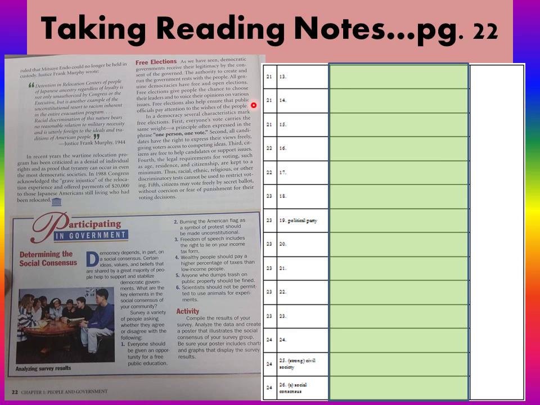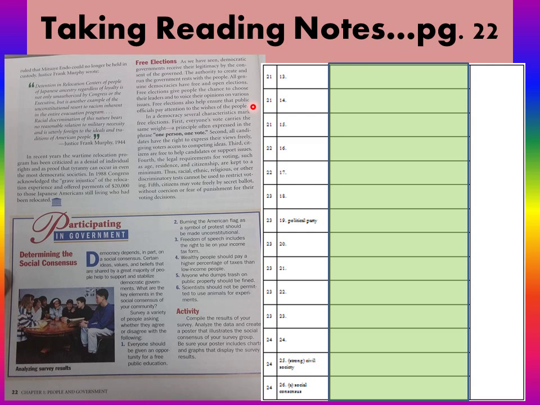Okay, so for number 16, I want you to write these two sentences in your own words, or shorten them, just put the main ideas from them. Free elections give people the chance to choose their leaders and to voice their opinions on various issues. Free elections also help ensure that public officials pay attention to the wishes of the people.